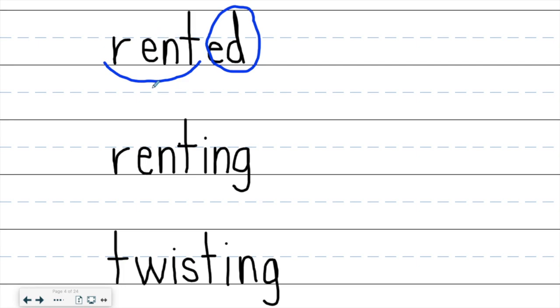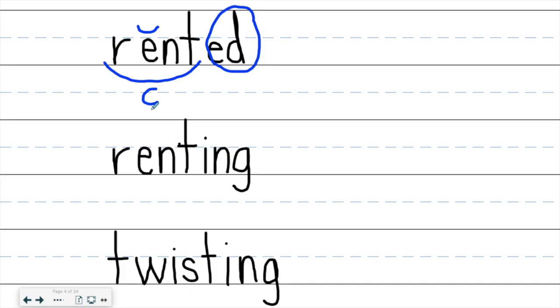So if you don't remember, the way to show that this is a closed syllable is by putting a C underneath. What I'm going to do then is I'm going to put that breve over the top. It's like that little smiley face to show that it's making its short sound. So now we have rented. It's a closed syllable.